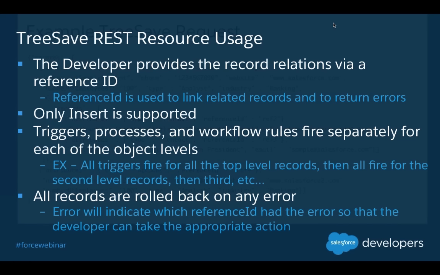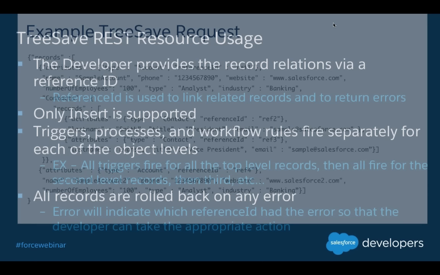Now, if you do receive an error on that, this is where the reference ID will come in handy, because what we do is on the error response, we tell you what reference ID had the error so that you can go back and either remove that section of the tree or correct any errors and resubmit. So again, this is where it's up to the developer to take the appropriate action. We want to provide you all of the information you need to take that action.